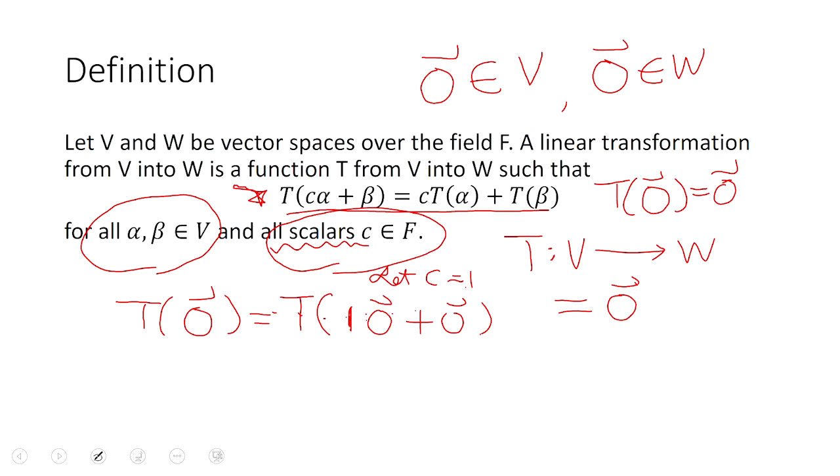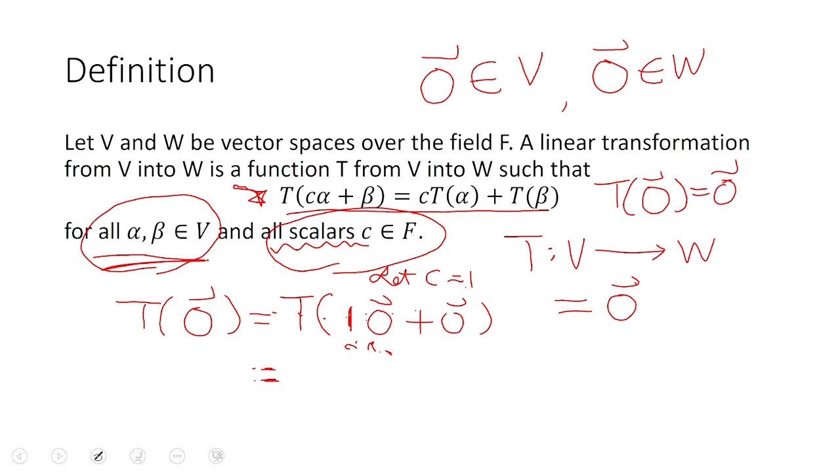So this equality remains the same. We maintain the equality. Now, once we rewrite it in the form 1 times the 0 vector plus the 0 vector, this is alpha, and this is beta. We basically choose alpha and beta, for all alpha and beta in V, to both be 0. Now we can follow the definition.